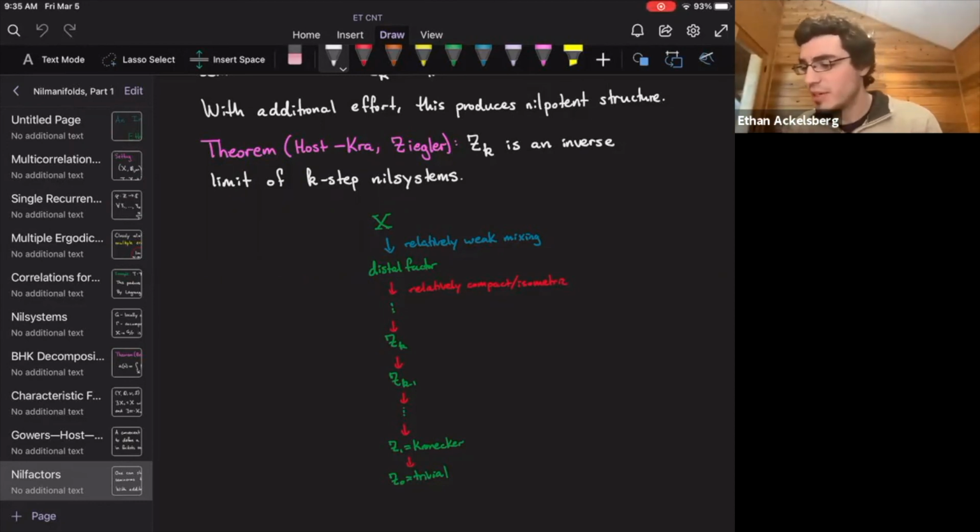And so next time I'm going to talk about how we actually use this structure. This seems helpful. We have some very specific structure on each of these factors. So I'll talk about some results for nilsystems that we can then apply to understanding all kinds of combinatorial configurations for the integers.